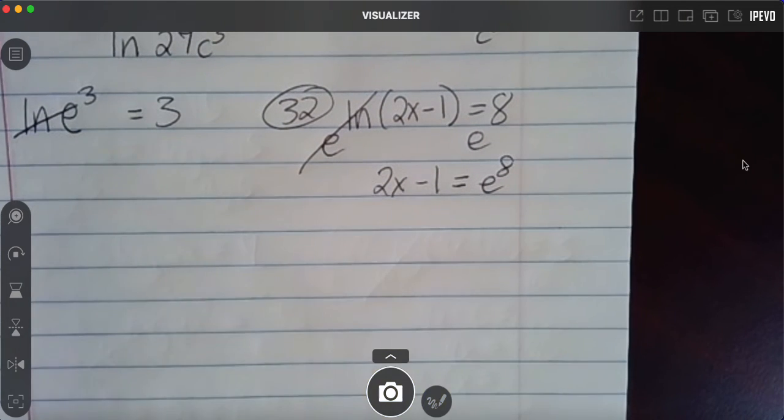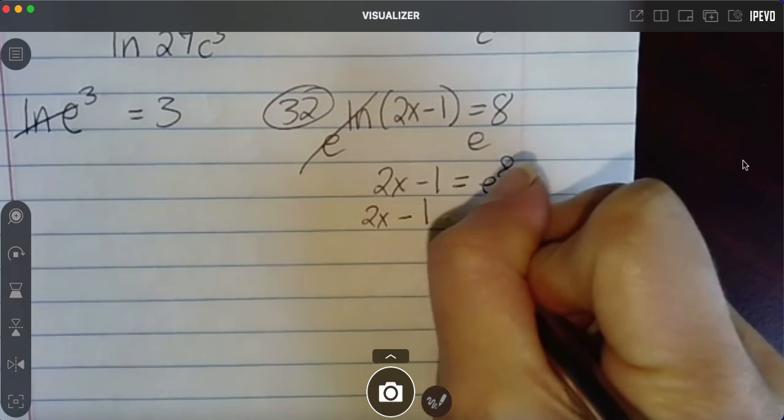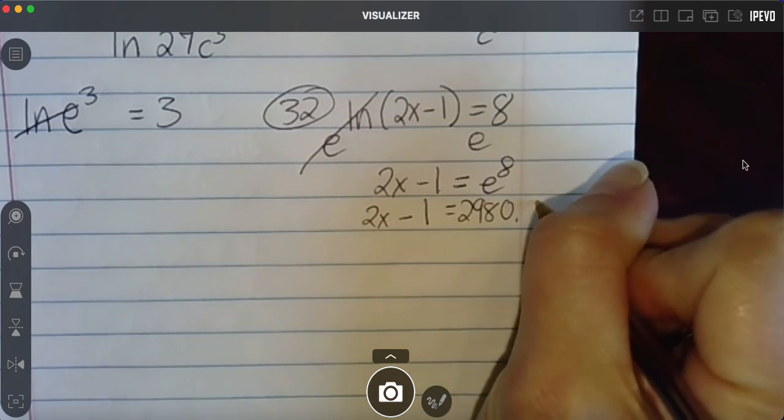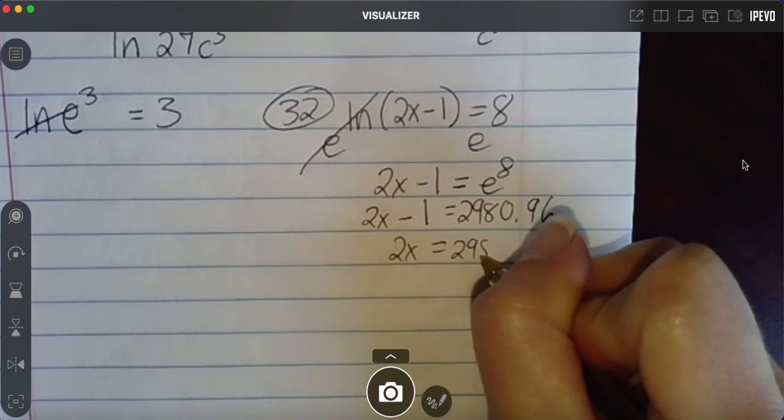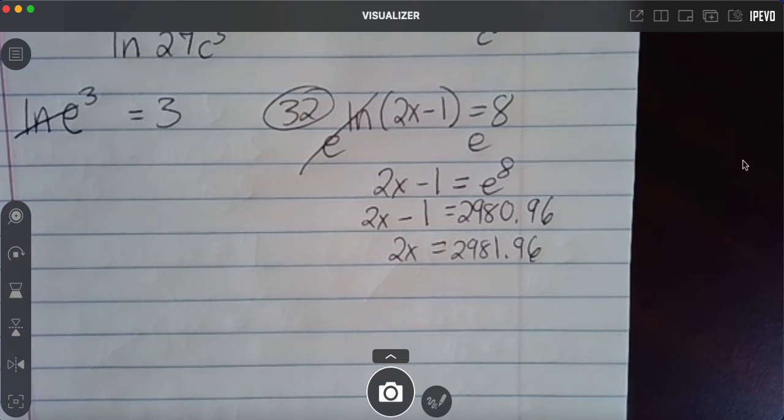Well, you will add 1 and then divide. So let me find what is e to the 8. It's 2,980.96. I would add 1 to that. And then what do I do? Divide by 2. So we should get 1,490.979. That is D. 2 minutes. It is D.